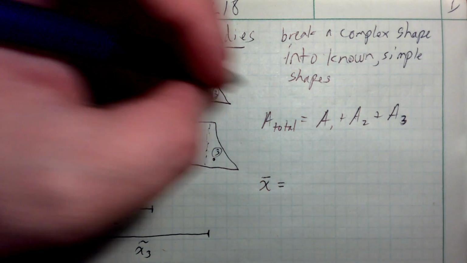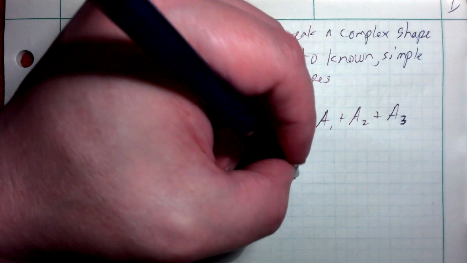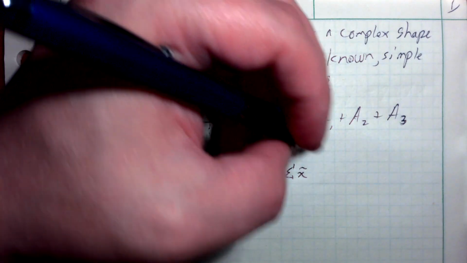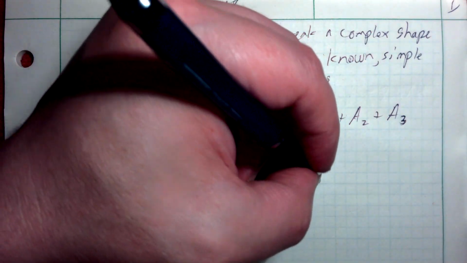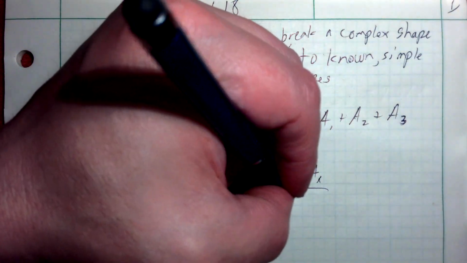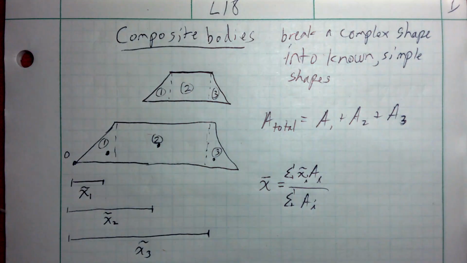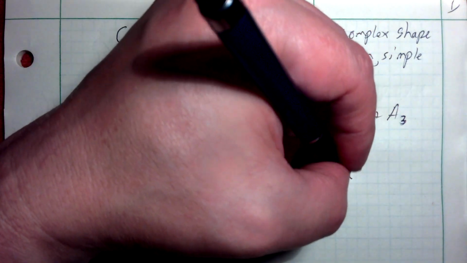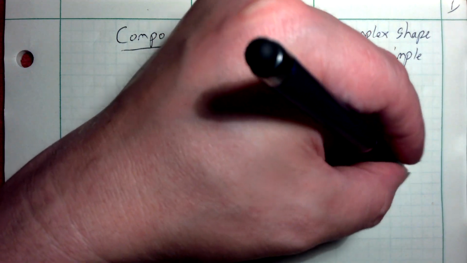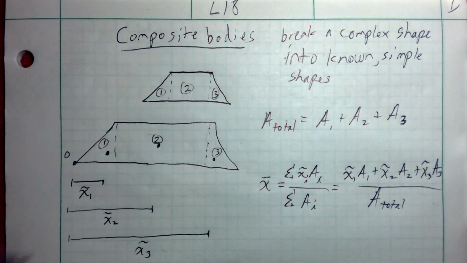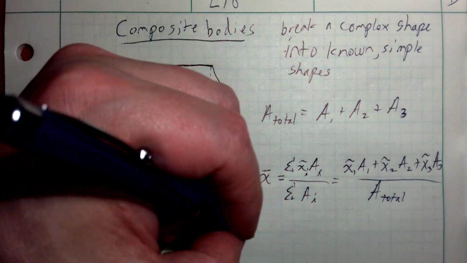The x bar is going to be the sum of all these x tildes times the area of each individual shape, divided by the sum of the individual areas. So in this case, it's x tilde 1 times A1 plus x tilde 2 times A2 plus x tilde 3 times A3, divided by this total area that we've already found. And the same thing with y bar then.